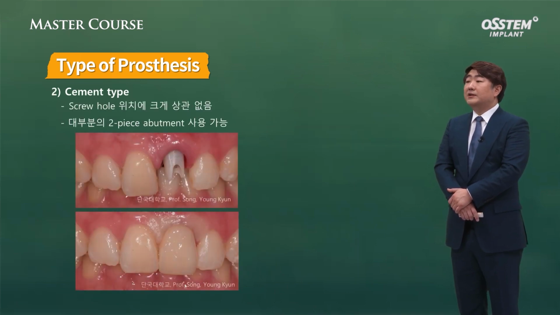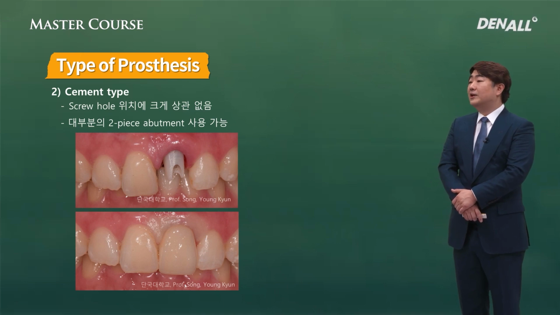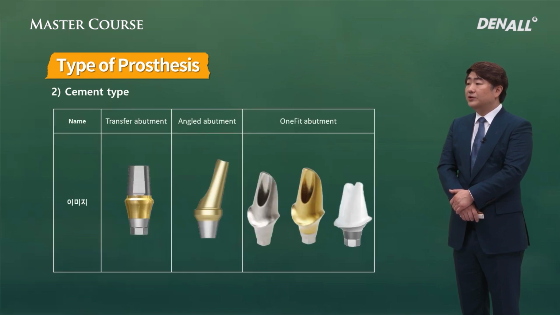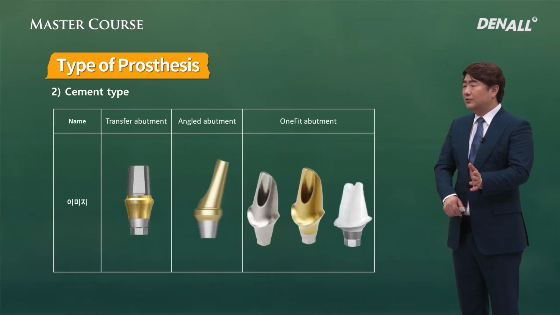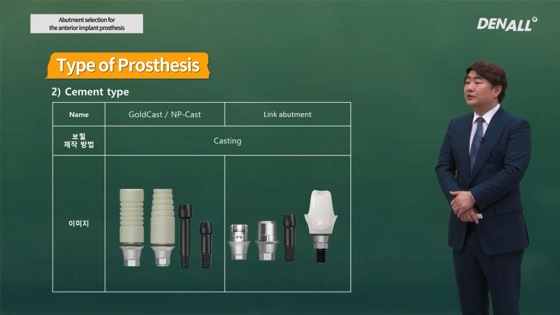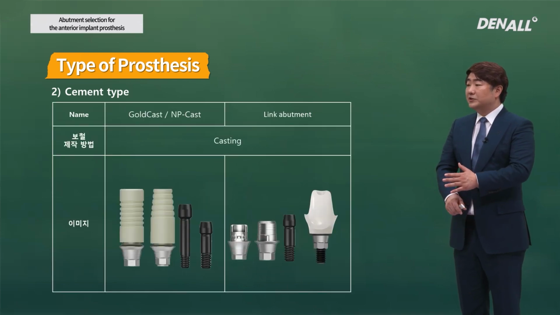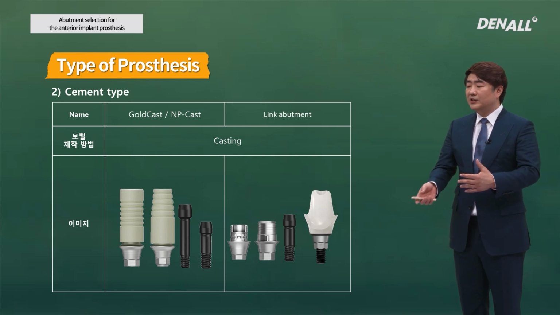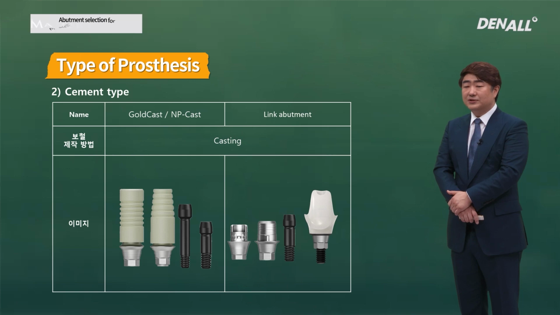And for the cement type, if the screw hole position is not important, any abutment can do. For the stock abutment or custom abutment, all are possible, but gold cast abutment or link abutment could also be used to create the cementation type of abutment.